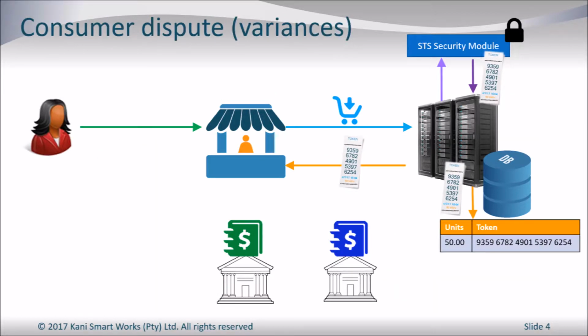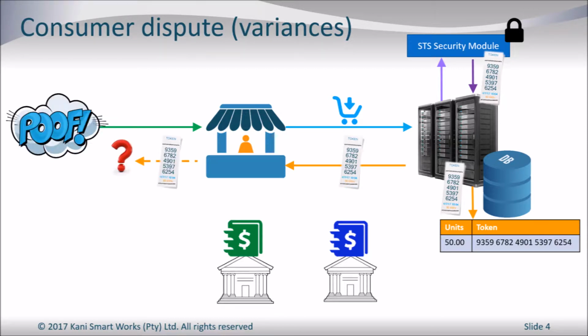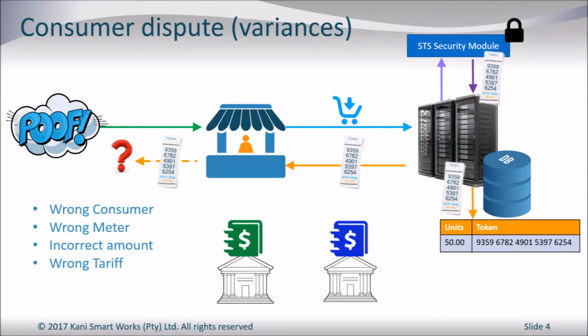So where does the consumer dispute come in, the variance? Well, the consumer may have requested the token, but they may not be there or willing to accept for some reason the token that is actually delivered to them. They may be specifying the wrong consumer details or the wrong meter. They may have specified the wrong amount. In fact, the vendor may have done that. They may be on the wrong tariff. Perhaps they don't have enough money with them, or the card was declined. There are many reasons why a consumer will not accept the token after having requested it.